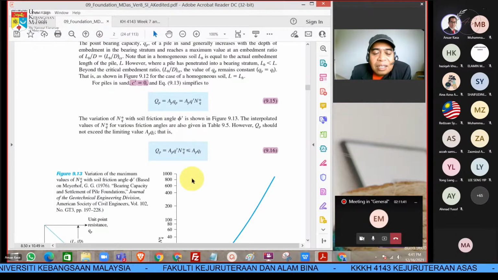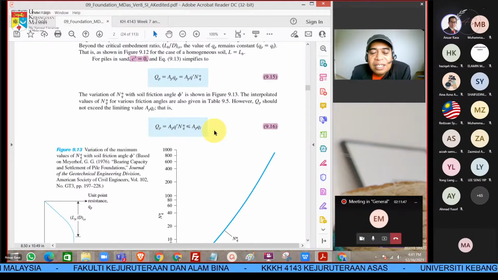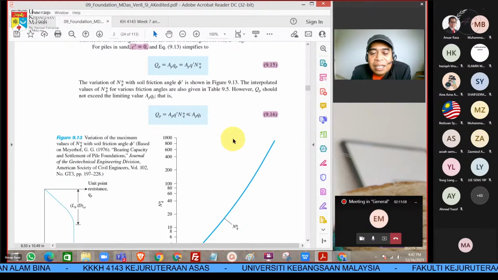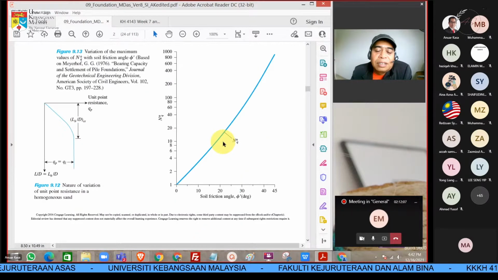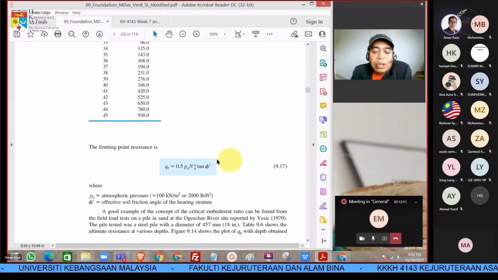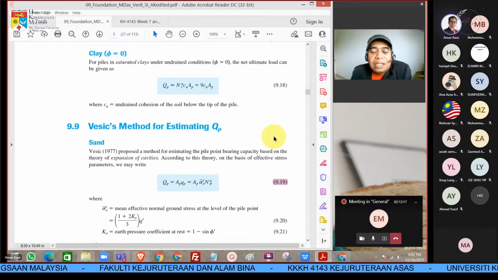And this equation is showing the calculation for QP, and it is supposed to be less than this value, the area of the point times QL, the limiting Q. So for the limiting point resistance, the equation is given here. But you will come across all these when you want to solve a problem.